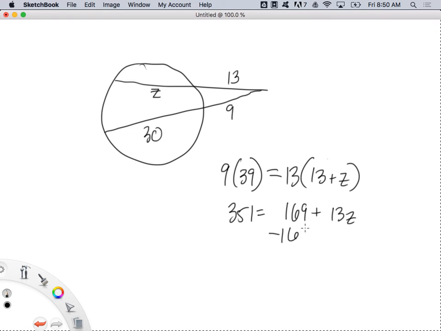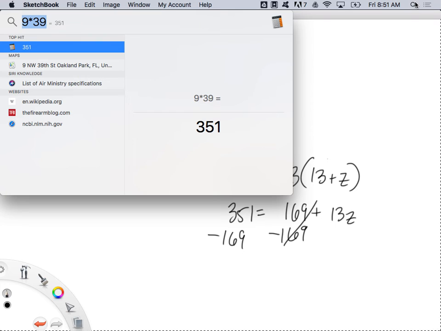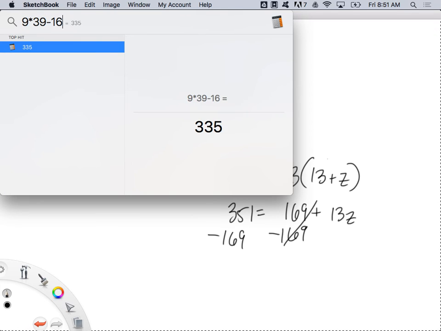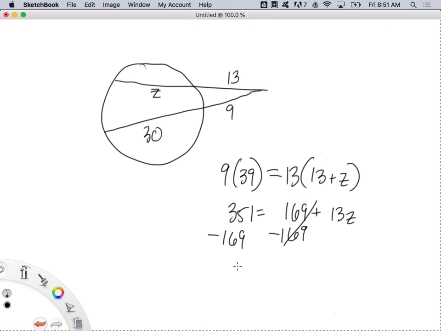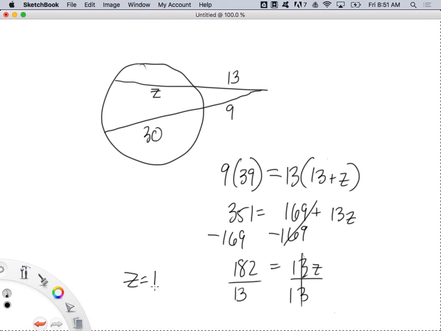I subtract 169 from both sides, and I get 351 minus 169 is 182 equals 13Z. Divide both sides by 13, and I get Z equals 14. Does that make sense?